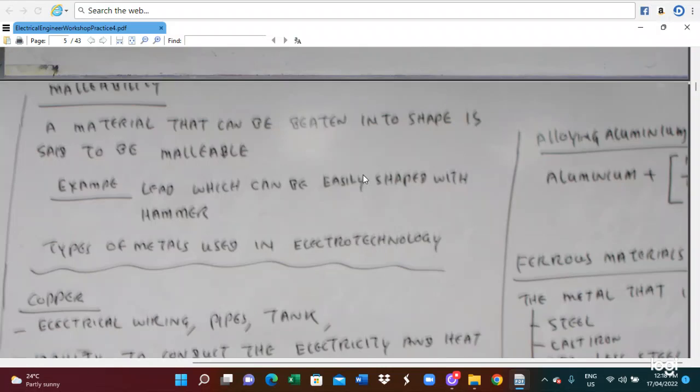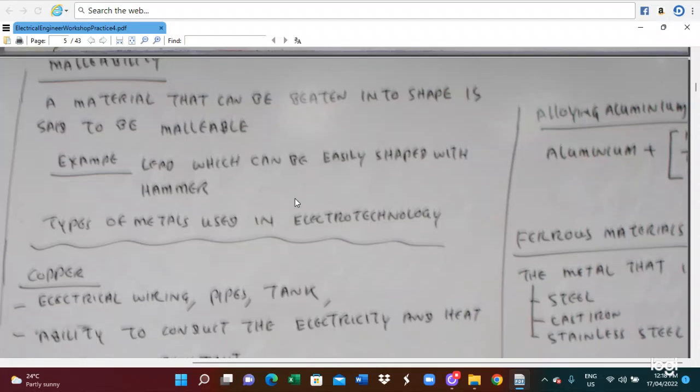And malleability. A material that can be beaten into shape is said to be malleable. So lead can be easily shaped with a hammer.